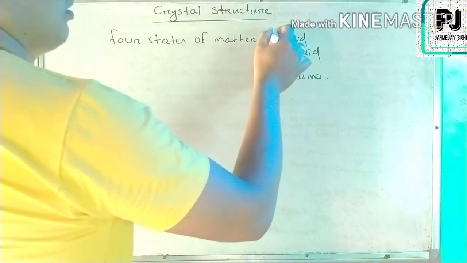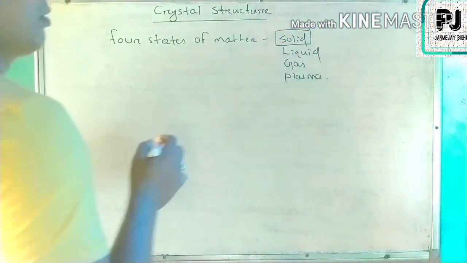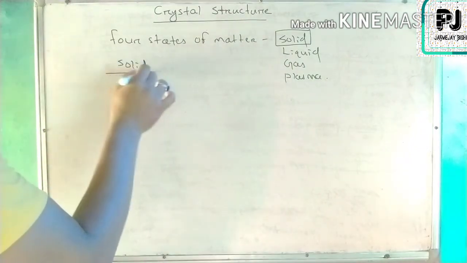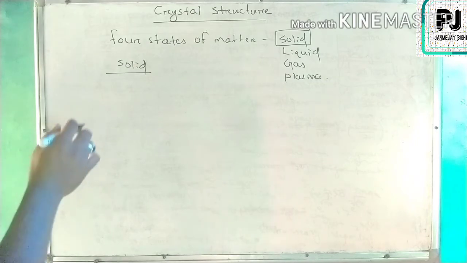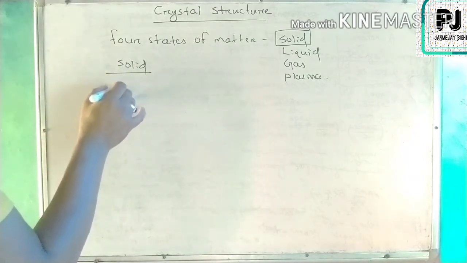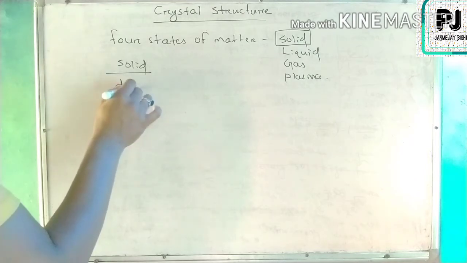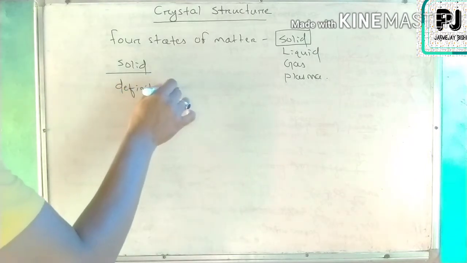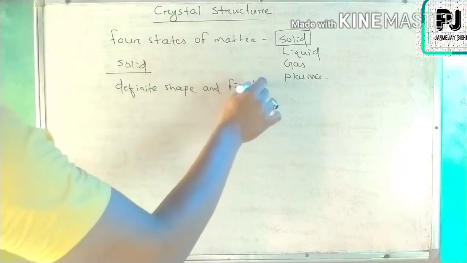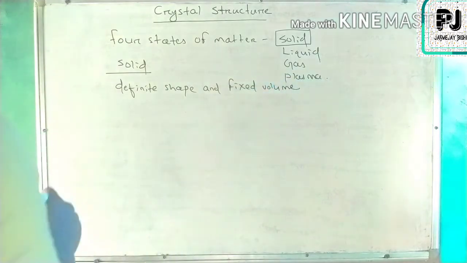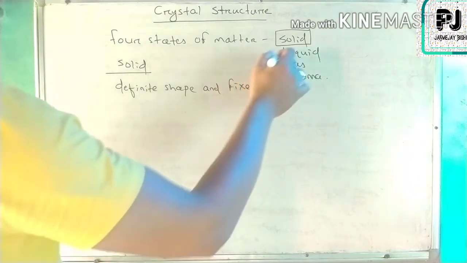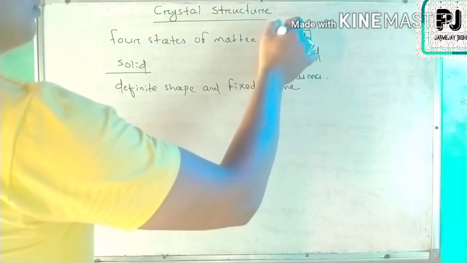So first we will read what is the meaning of solid. A solid has a definite shape and fixed volume. Then we'll come to liquid, gas, and plasma later on.